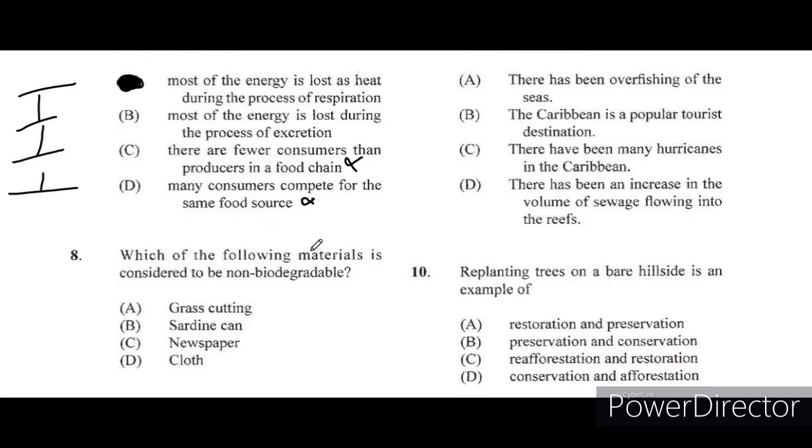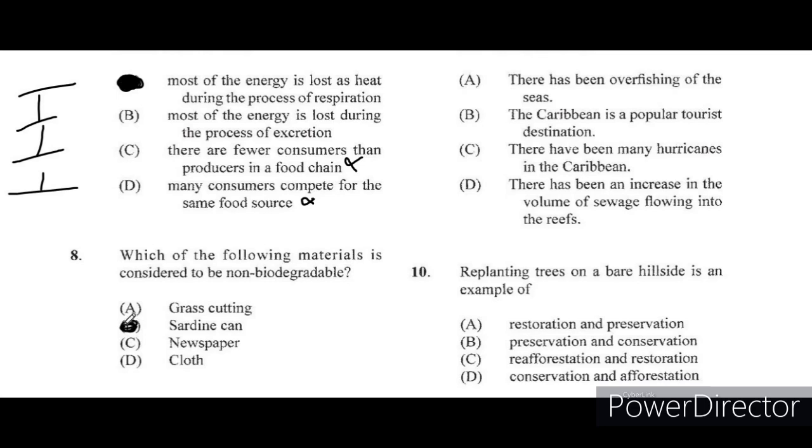Number eight says, which of the following materials is considered non-biodegradable? Now, materials that are non-biodegradable are those that can't be broken down by microorganisms. So, plant waste, animal waste, paper, cotton, wool, woolen cloth, wood, those are biodegradable.